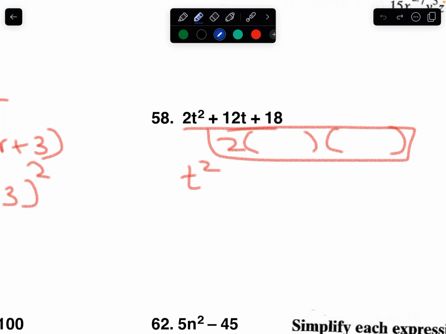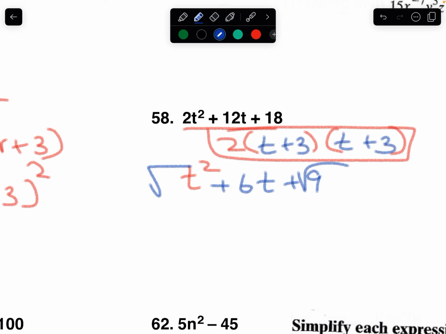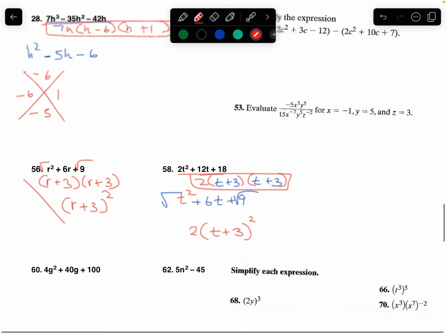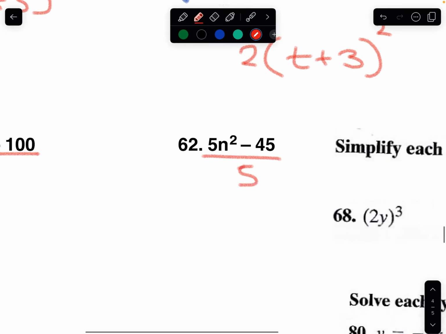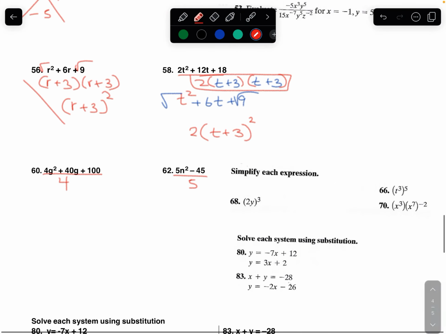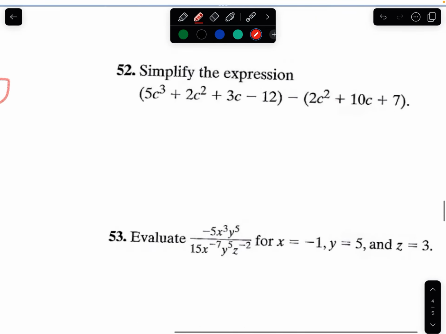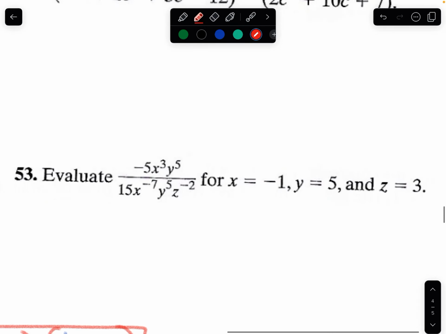T squared plus 6T plus 9, perfect square. Ooh, T plus 3, T plus 3. So your answer then is 2 times T plus 3 squared. Okay, and make sure you divide probably by 4 here first. Divide by 5 here first. Okay, and then this one, you guys know what to do, I hope.